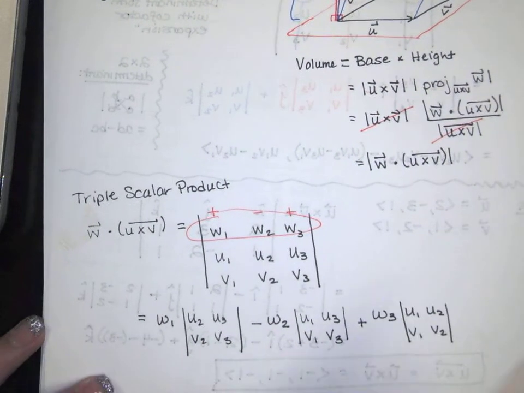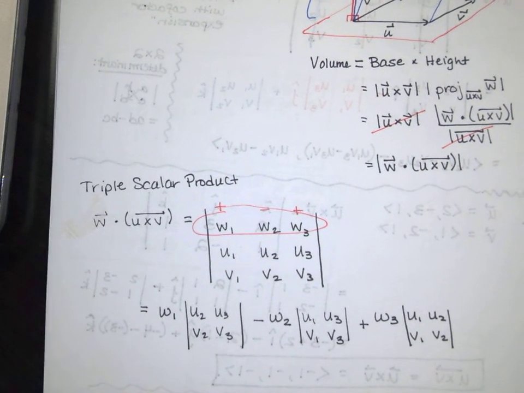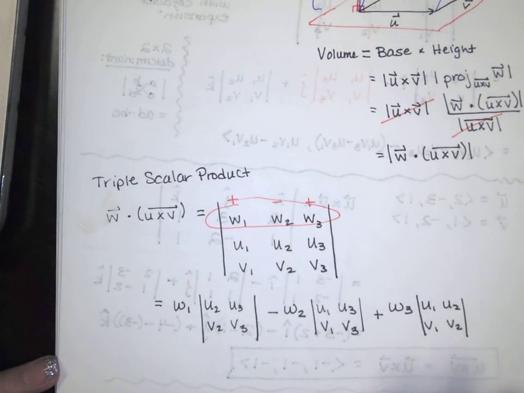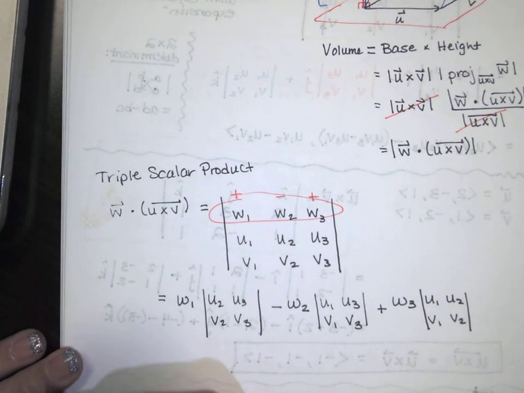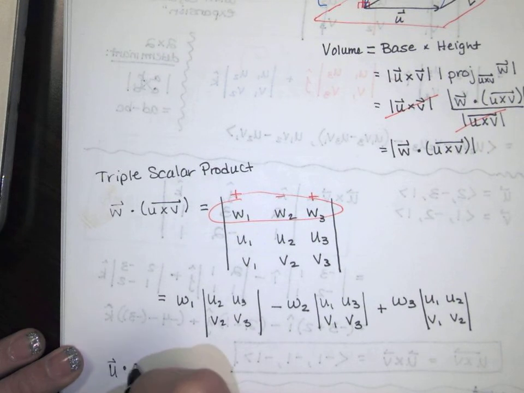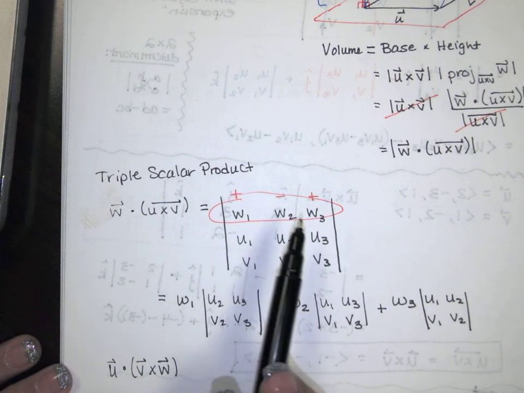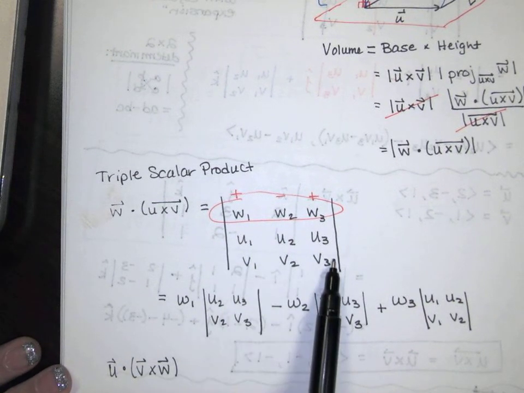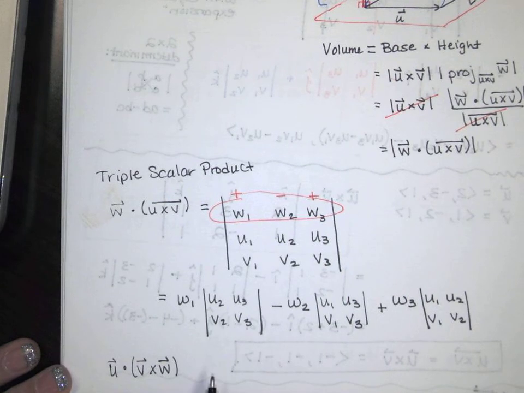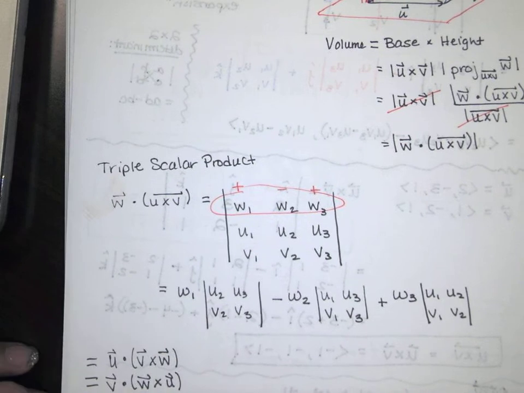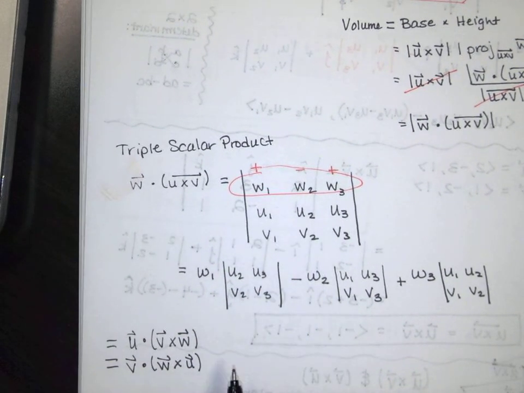So let me show you an example. I guess one other thing. It turns out you can change the order on this if you like. You could also do U dotted with V cross W. That will work. So you'll have U, V, and W here. Or you could do V, W, and then U. Or like we did W and then U and then V. All of these guys are the same, and the only difference is which row they end up in.